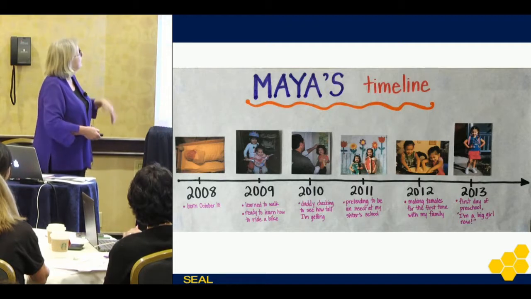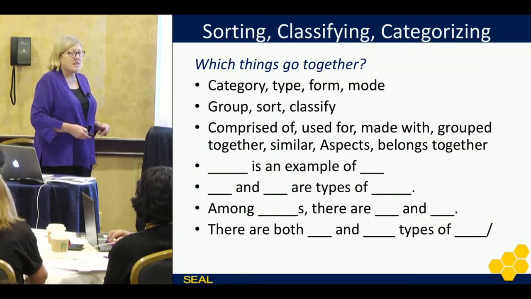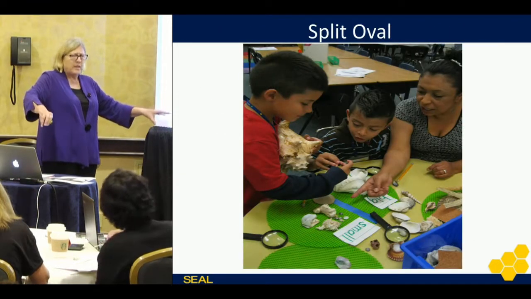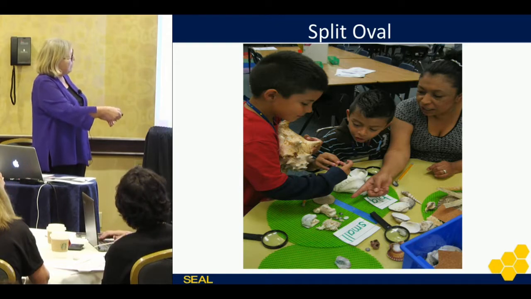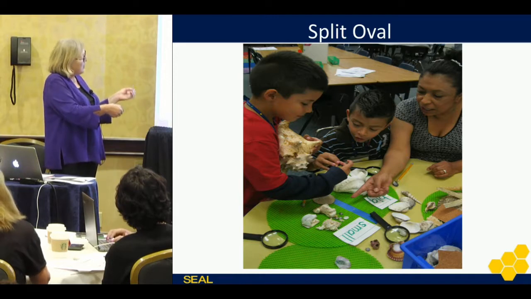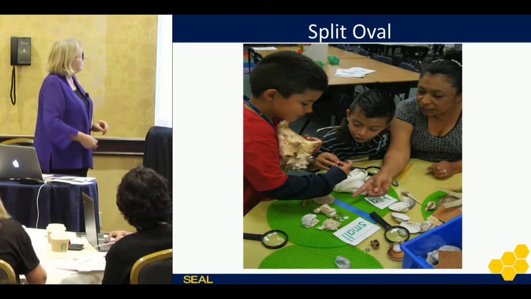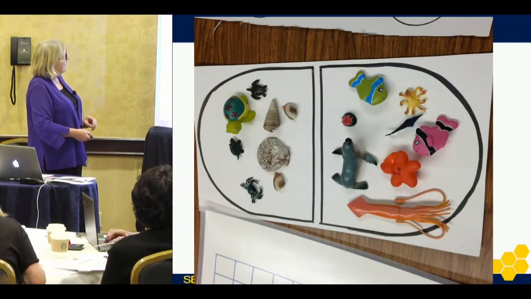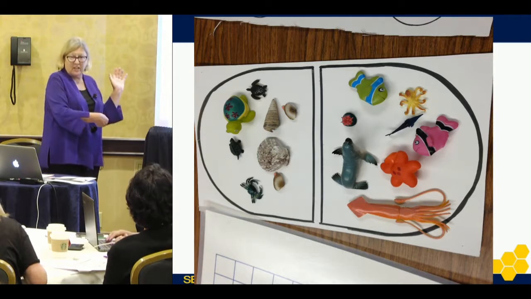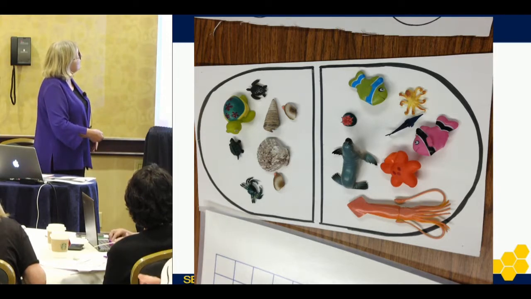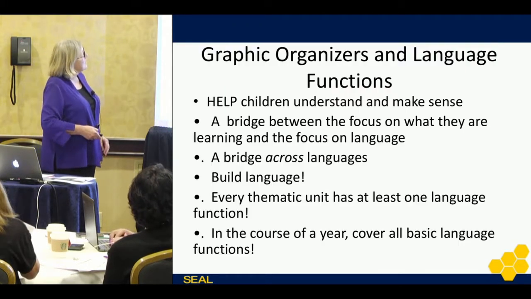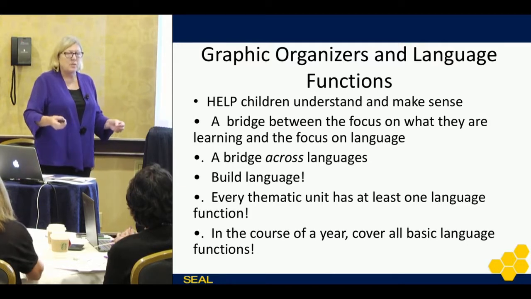Or maybe, well, anyway. Sorting and classifying is the last one. And so anytime you're trying to figure out categories, same and different. The split oval, where kids can actually manipulate and talk about which goes where, which things belong together. And there it is again. Of all that we're studying the ocean, of all the things in the ocean, which are the living things and which are not the living things, right? Here's a T graph.